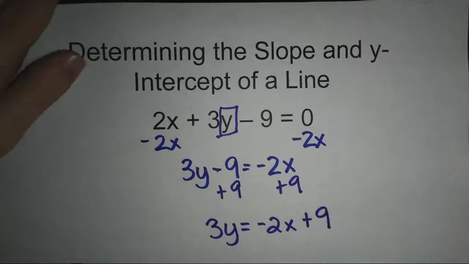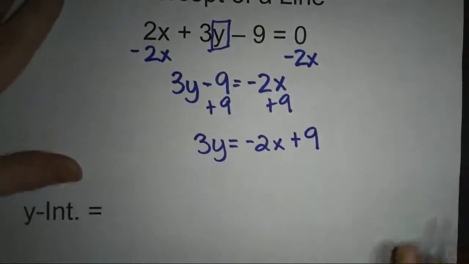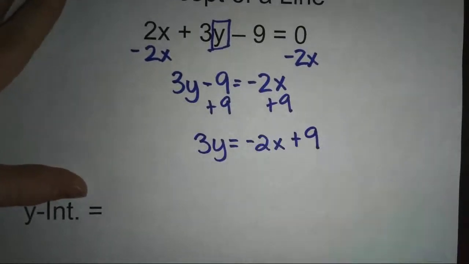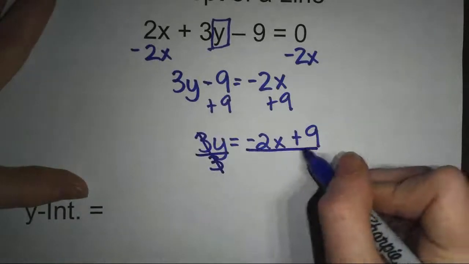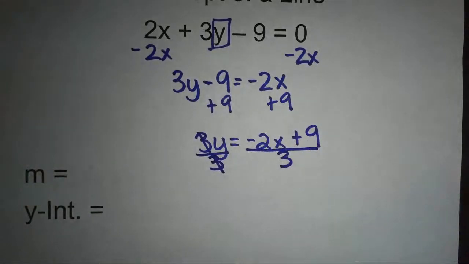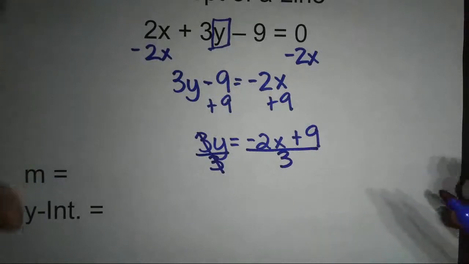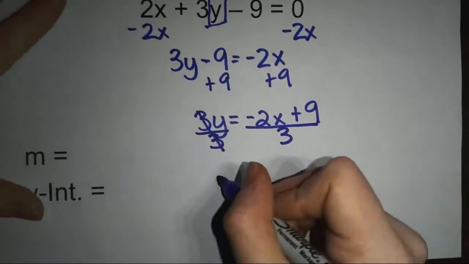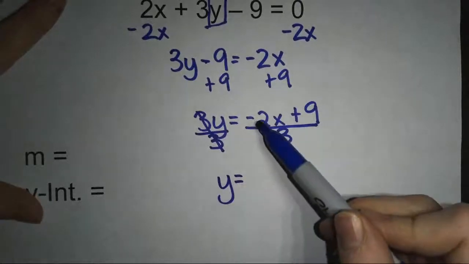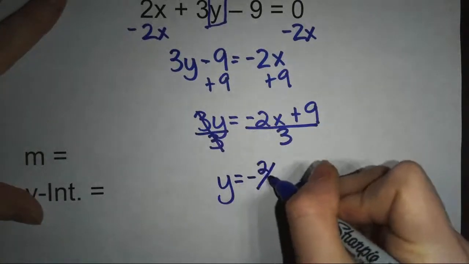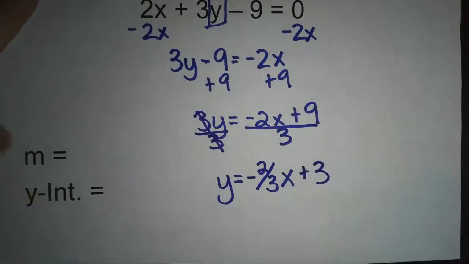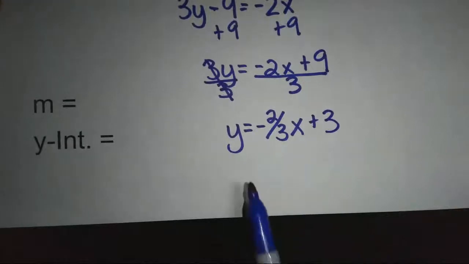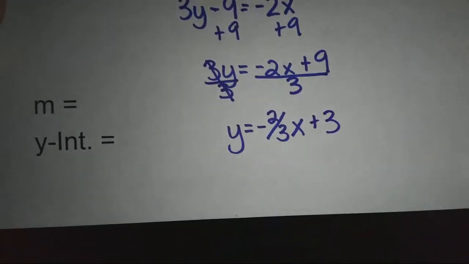Now, I'm not finished here. It does look like it's in slope-intercept form because we've got the mx plus b. However, y is not by itself. So in order to get y by itself, I'm going to have to divide both sides by 3. And remember, you can't just divide the things that are convenient by 3. You have to divide everything by 3. So 3 divided by 3 here cancels, and we have y equals negative 2 divided by 3 is negative 2/3, and then we've got our x. And 9 divided by 3 is a positive 3. Now this is in slope-intercept form. We did that simply by solving for y.